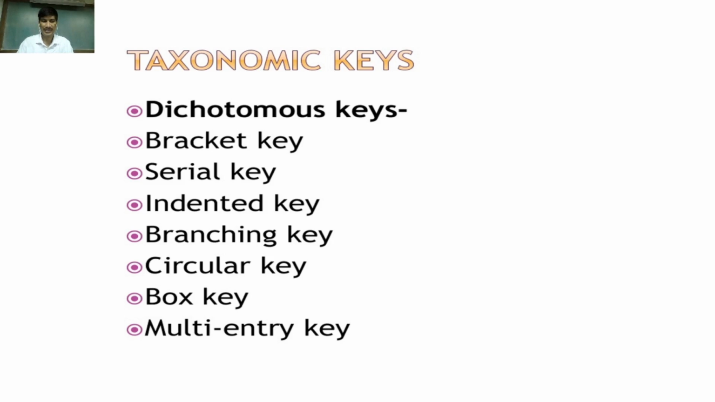Basically, animals are organisms. Different scientists and literature have different types of keys, and we list some of them in our presentation. The first one is the dichotomous key, then the bracket key, serial key, indented key, branching key, circular key, box key, and multi-entry key. We will go through some illustrations to understand what a key is.